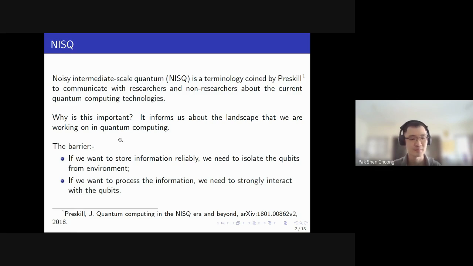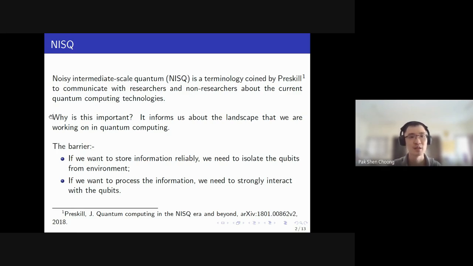So why do I think that we need to properly understand NISQ? Because it kind of informs us what we are actually working on. Like for instance, later on I will briefly mention Clifford circuits and so on. So why do we need that? And for the current state of the art, do we still need that kind of thing or not? So I think this is quite important for us to actually understand a little bit.